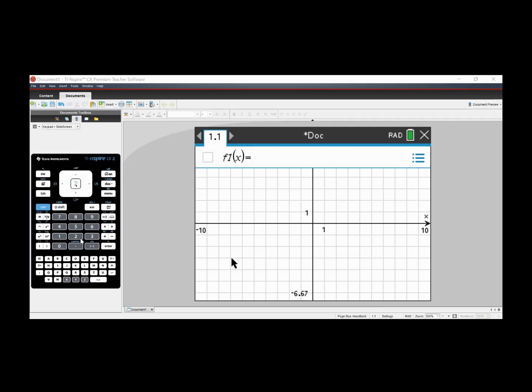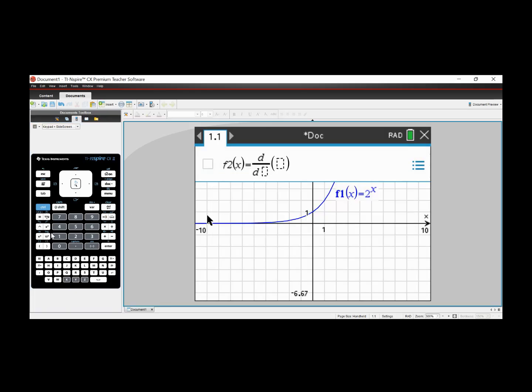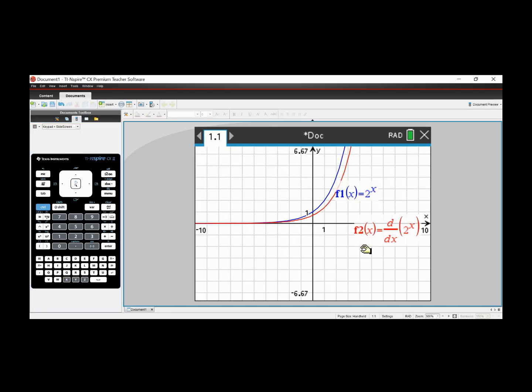Okay, so in F1 we're going to graph 2 raised to the x. There it is. And then in F2, we're going to use our template key with our derivative, d box of box. So we want the derivative with respect to x, tab over. You can either write 2 to the x again, or you can type in F1 of x. Either way is fine. Now, if I look at these, they are not the same. So we're not as lucky as when we did the derivative of e to the x. They are not the same, but they do have a similar shape.